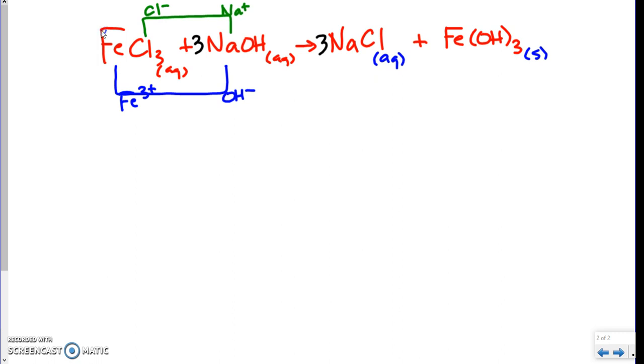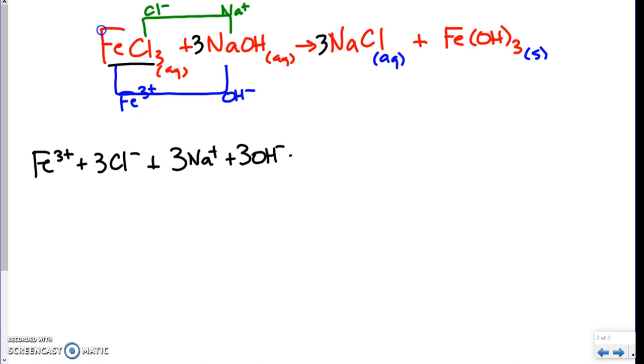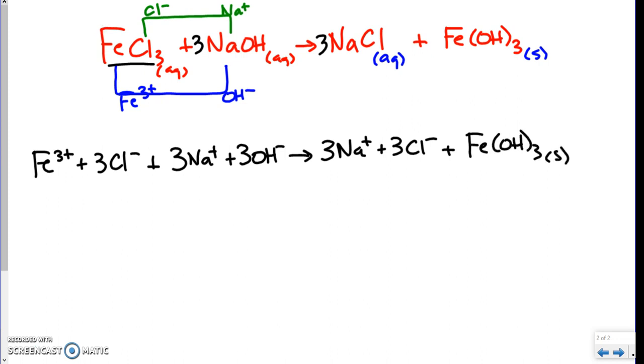So we take everything that's aqueous and we write it as ions, starting with the iron 3 chloride. So that would be an iron 3 ion and 3 chlorides. The sodium hydroxides, there's 3 of them, so there's 3 sodiums and 3 hydroxides. The 3 sodium chlorides would be 3 sodiums and 3 chlorides. And then the iron 3 hydroxide, that's a solid, so we rewrite that. Those actually are stuck together, so we write them that way.